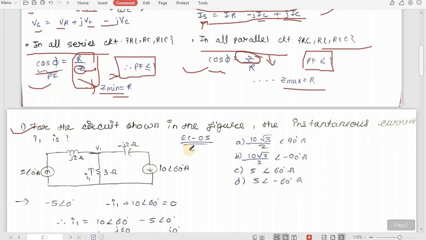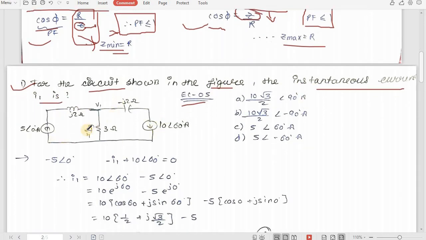So this is the first sum from EC 2005. The question says that for the circuit shown in the figure, the instantaneous current I1 is, okay. So this is a circuit where you have to find this I1, and the options are present here. The very first thing you should do about phasors is convert all the elements into their reactance forms. As you can see in this circuit, all the elements are already converted into reactance form, so we need not do this step here. Once you have converted your circuit into reactance form, you start solving the circuit as a basic circuit. So here we have to get this I1.